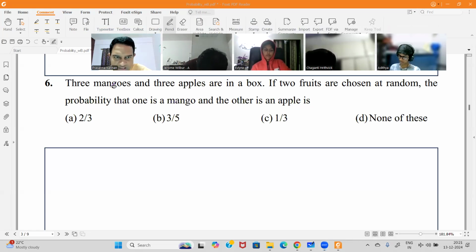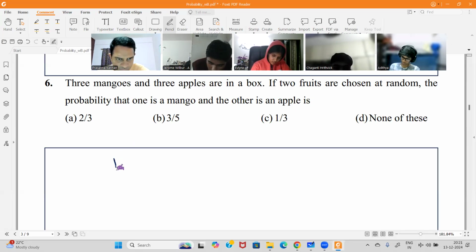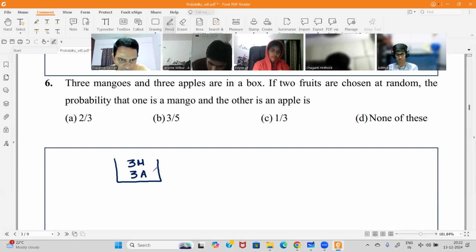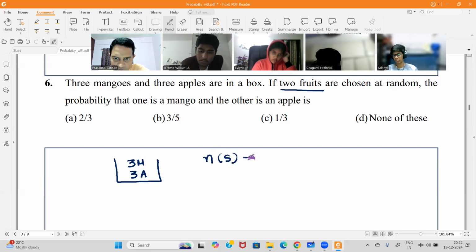Okay, next question. Let's look into this. 3 mangoes and 3 apples are in a box. If 2 fruits are chosen at random, what is the probability that one is a mango and the other is an apple? So let's say here I have 3 mangoes and 3 apples. So totally there are 6 fruits, right? And how many fruits am I going to select? 2 fruits from them. So the total number of ways in which I can select 2 fruits from 6 fruits.